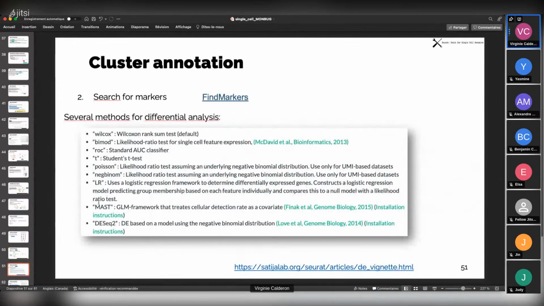So there are several methods available to perform the differential expression analysis, so to find markers. By default, it is the Wilcoxon test. I have tried to use DESeq in small data sets, and it works. But I have found that with a huge data set, maybe with 40,000 cells, I wasn't able to use it properly. It was really slow, and I wasn't sure it would add another layer of information.